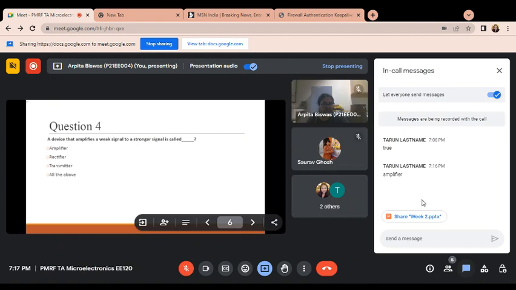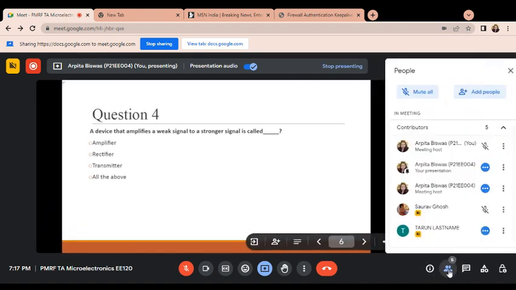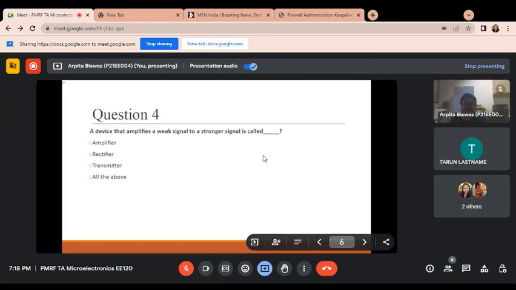Tarun, you can unmute yourself. There are only two students, so you can unmute yourself and give the answer. So what is the right answer, Tarun? The right answer is option A. Okay. And can you explain about amplification or amplifiers? Amplifier is an electronic device that increases the strength of the weak signal. Okay.